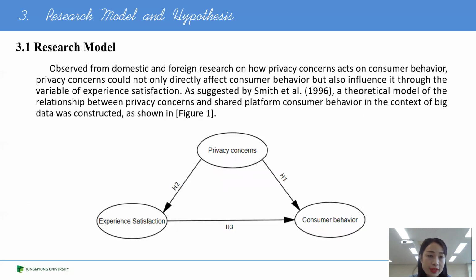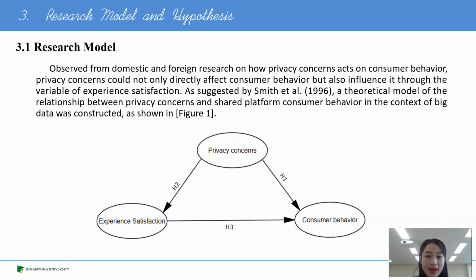Part 3, Research Model and Hypotheses. Firstly, research model. Observed from domestic and foreign research on how privacy concerns act on consumer behavior, privacy concerns could not only directly affect consumer behavior, but also influence it through the variable of experience satisfaction.